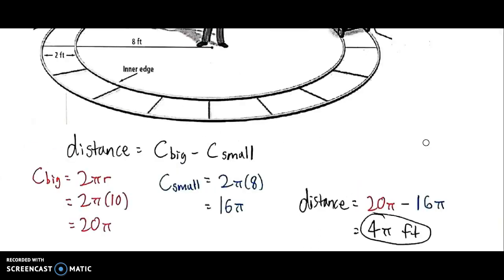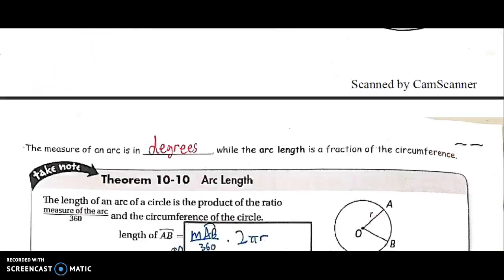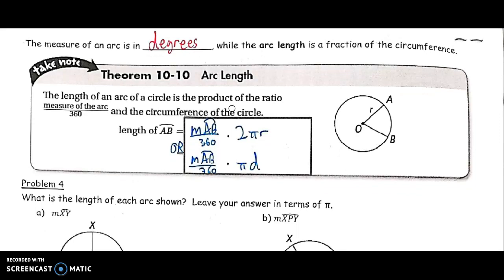So last part of this is to look at what we call an arc length. Because the measure of an arc that we've been using before is in terms of degrees. But if we want to find arc length, we have to find what fraction it's going to make out of the total circle's circumference. So it seems like kind of a complex formula. We have that the length of an arc is going to be the measure of the arc divided by 360 times the circumference, which again we can either put as 2 pi r or pi times diameter.